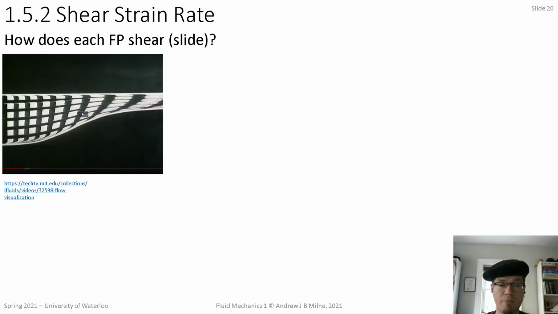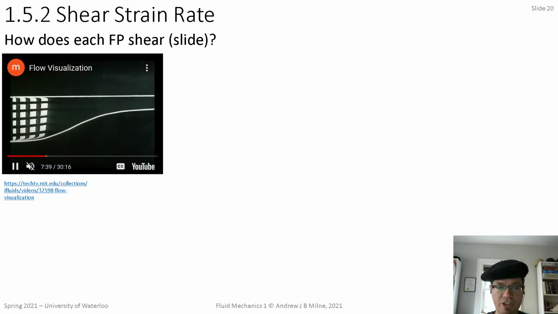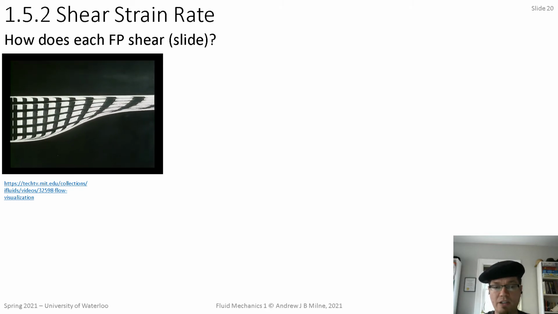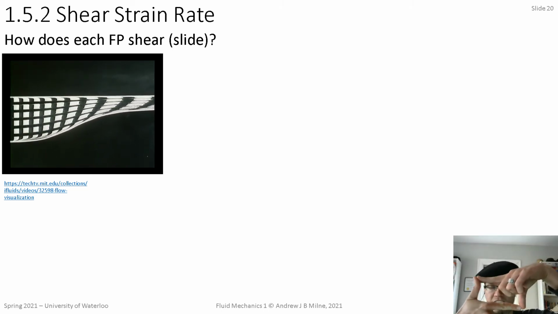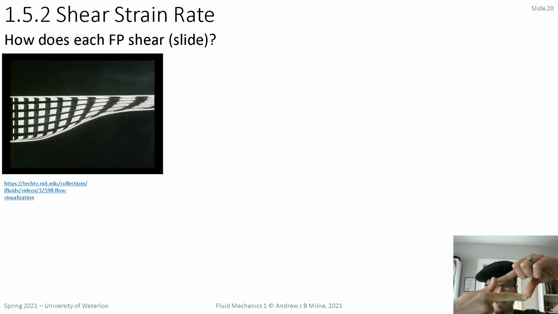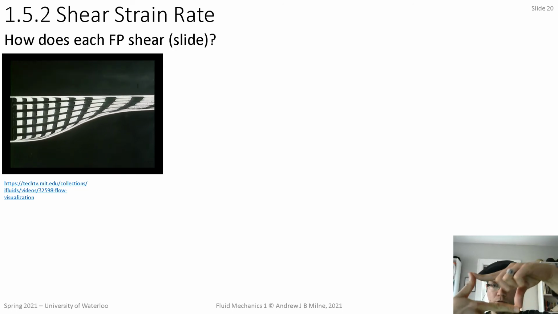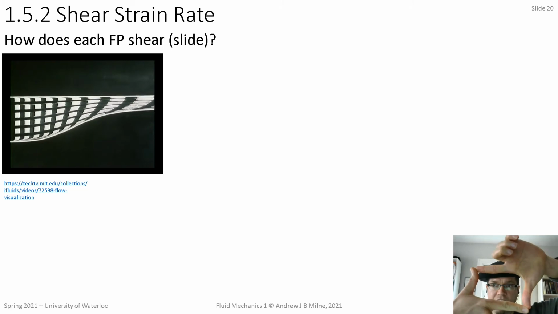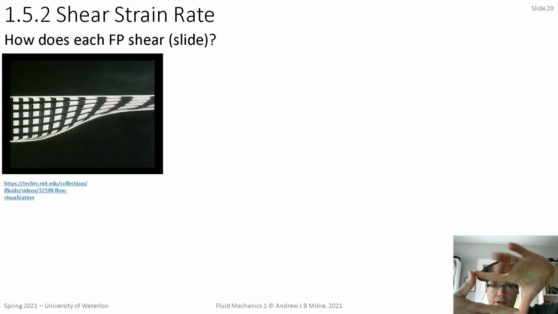We can also look at how much each fluid parcel shears or slides relative to each other. So in this video here, you see that those initially square marked areas not only get elongated, but they also get sheared. If you think of making a rectangular shape with both hands, it's not just that it's changing like this, it's also shearing, as you bring your thumb and forefinger together. It's changing from a rectangular shape into a parallelogram.